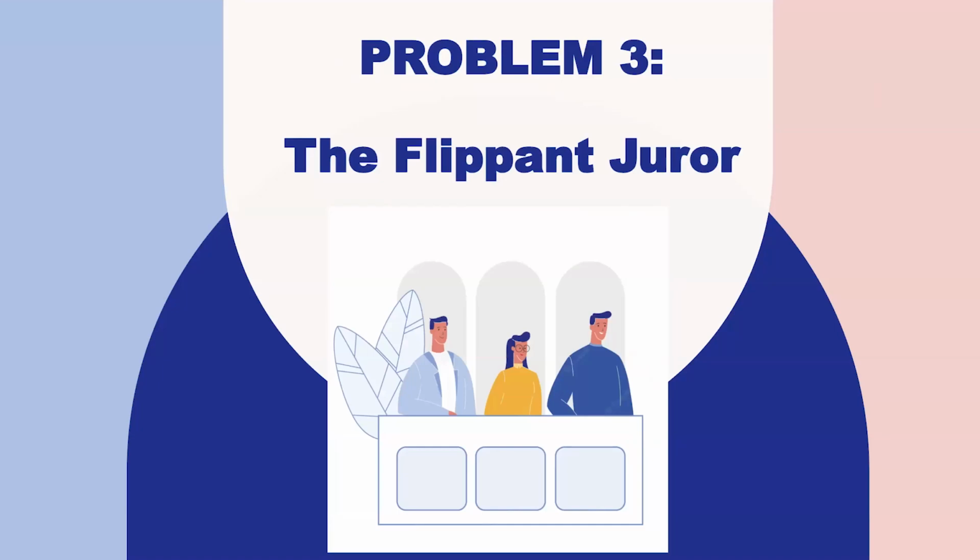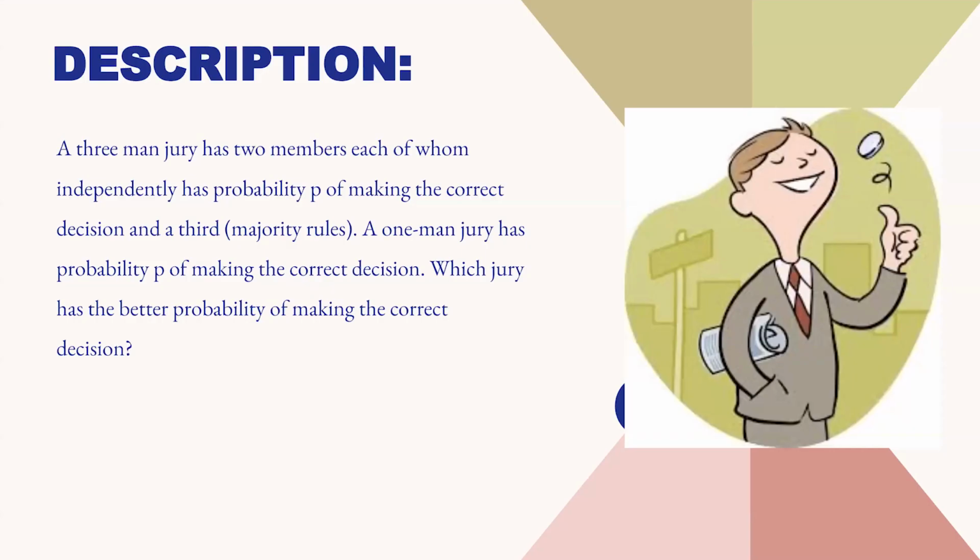Hello everyone. We will now discuss problem 3 of the 50 Challenging Problems book. The problem is the flippant juror. Here is the description of the problem.